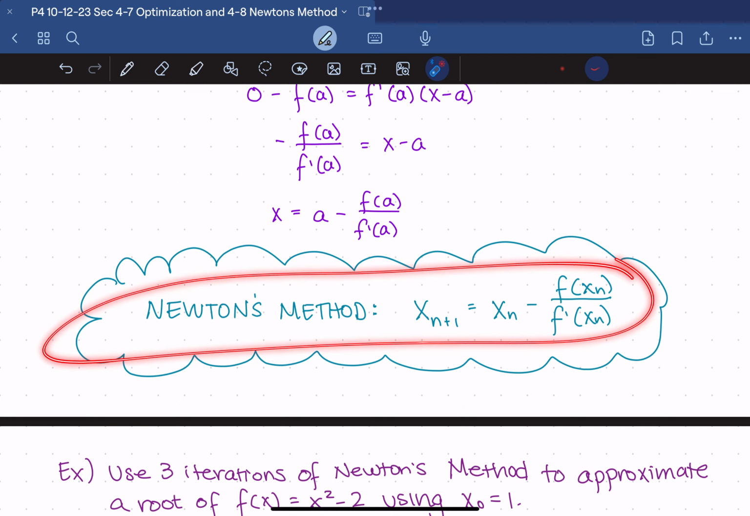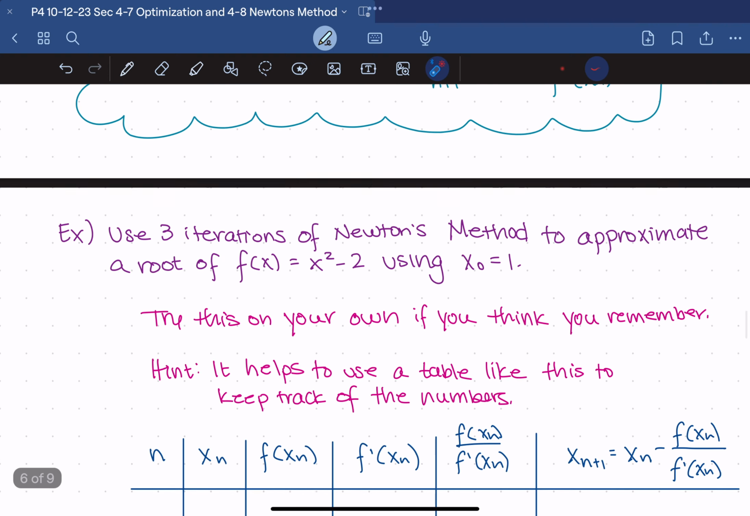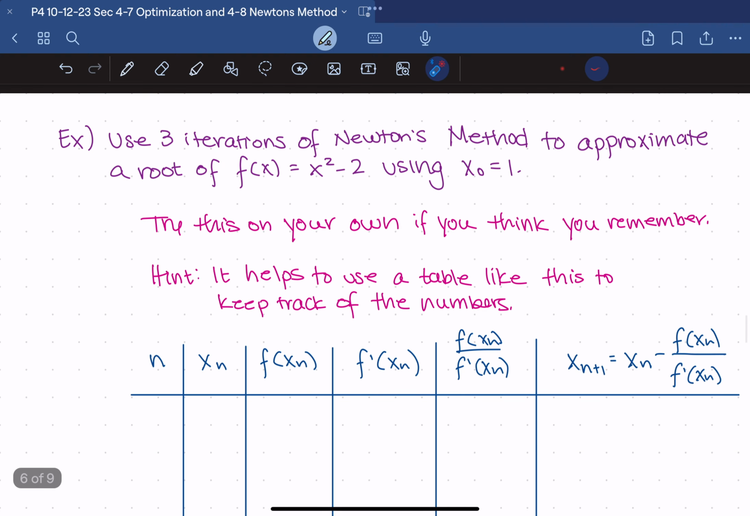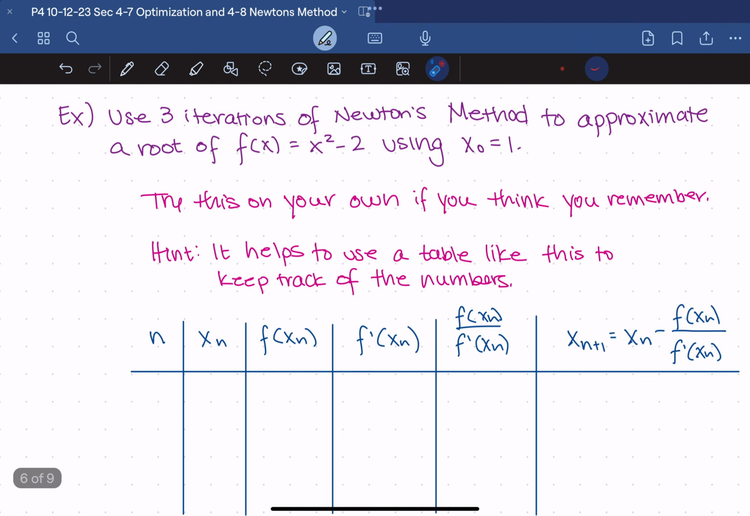So there you go. There's Newton's method. So let's try one. If you want to try Newton's method on your own, see if you remember how to do it. Try to use 3 iterations of Newton's method to find a root of this function using x naught equals 1 as your seed.